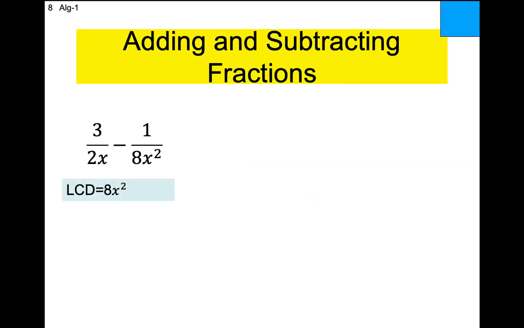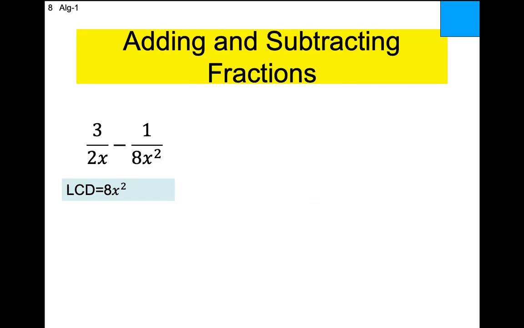How did I get that? 2 and 8 is 8. And I need every variable that's up there to the highest power, that's x squared. So 8x squared. Okay, this one's not that hard. We do have subtraction, so we got to be careful. When you only have one thing in the top, you don't have to worry about subtraction. It's when you have an expression in the top that you got to worry about.